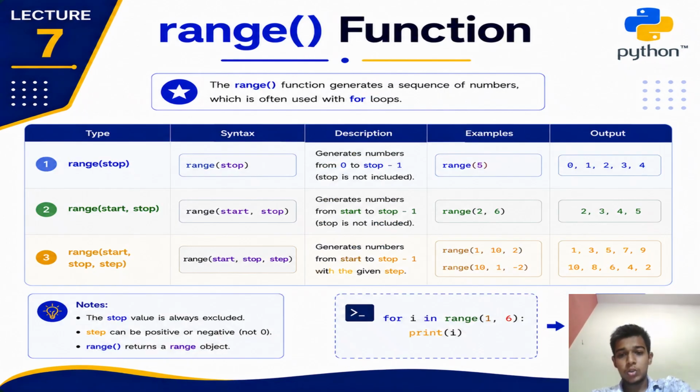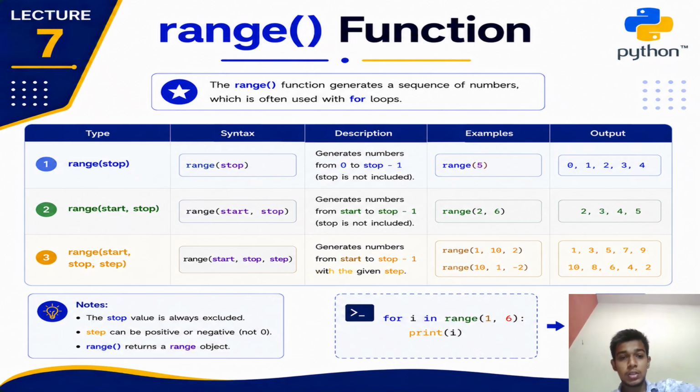Now let's learn about the range function, which is one of the most useful functions used with the for loop. The range function generates a sequence of numbers. Instead of writing numbers manually, we can use range to create them automatically. It is mostly used with for loops because it tells the loop how many times it should repeat.